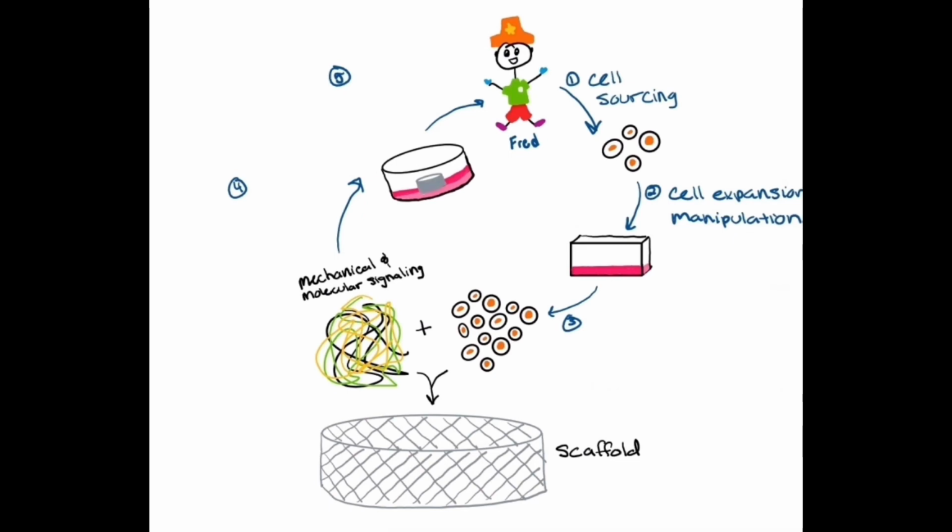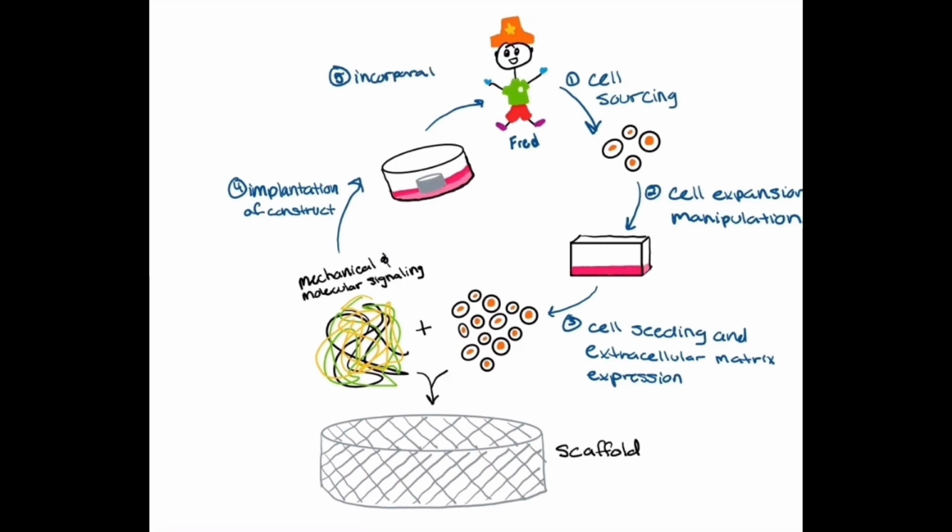This new quantity of cells is combined with mechanical and molecular signals, which are essentially a set of instructions for the cells, into a scaffold, which is an environment to support the cells, which is also known as cell seeding and extracellular matrix expression. Additionally, the construct, the thing that we're making, is then implanted in a growth medium to allow the cells to properly express and grow the organ. Finally, this is incorporated back inside Freddy's body for viable use.